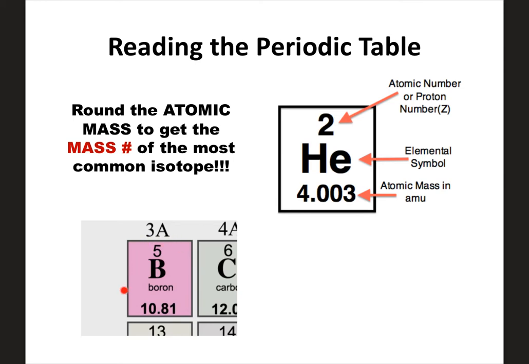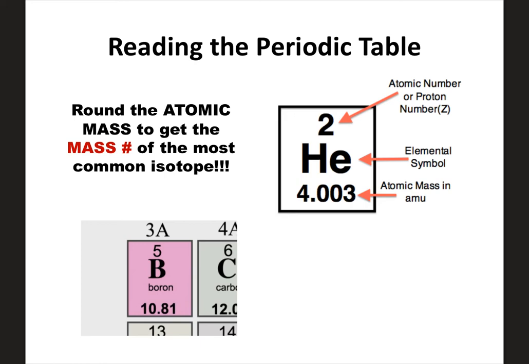Let's do this for boron. If you look at boron here, and I said, what's the most common mass number for boron? If you don't have any other information, you go to your table, and you can see here it's 10.81. When you round that to the nearest whole number, it's 11. So the most common mass number here for boron is 11. It has 11 protons plus neutrons.